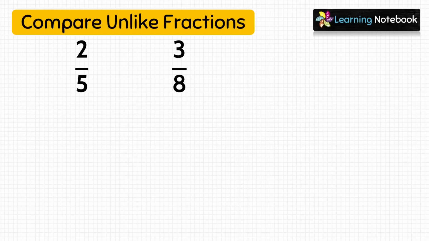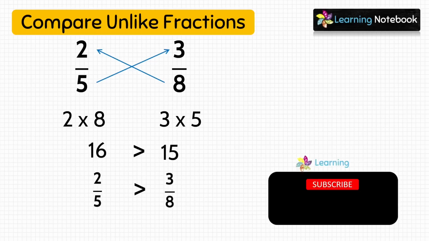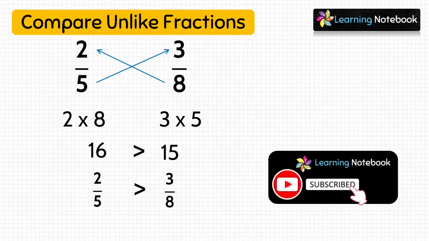In the cross multiplication technique, we will first multiply 2 by 8 and then 3 by 5. So 2 into 8 equals 16 and 3 into 5 equals 15. Now since 16 is greater than 15, fraction 2 by 5 is greater than fraction 3 by 8.